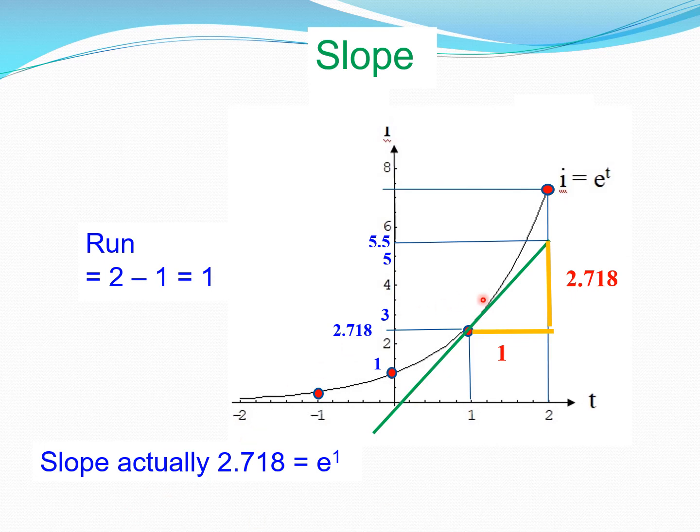But in actual fact, if we got into the detail and calculated it, the slope is actually 2.718, which is equal to e to the power of 1. So this exponential graph has a unique property: no matter what t value you pick, supposing we pick t equals 2 and draw the slope at t equals 2, the slope is the same value as e to the 2. As we saw when t was 1, the current I was e to the power of 1, 2.718, and the slope of the line was also 2.718.